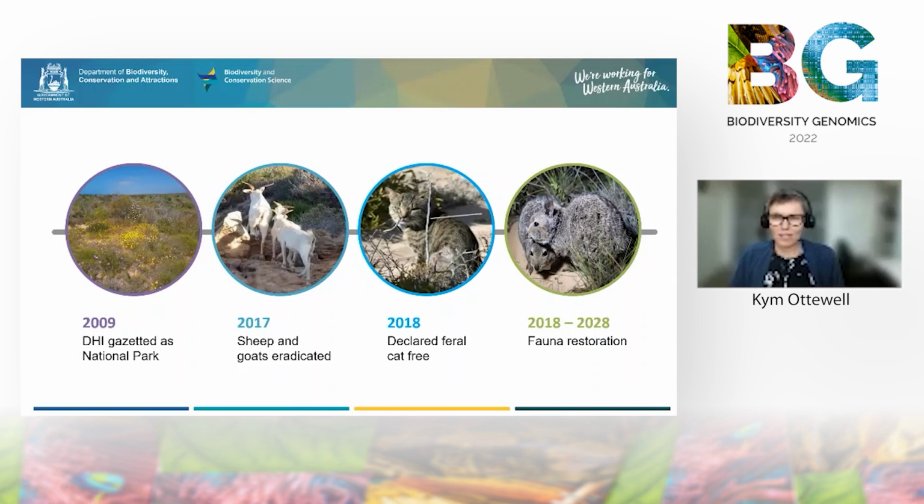So the ecological restoration component of the project began shortly after 2009 and involved removing sheep and goats from the island. The feral goats were eradicated, and then concurrently work was undertaken to remove feral cats from the island. Following 2 years of no sightings of cats, the island was declared cat-free in 2018. And so this began the fauna restoration component of the project, which involves reintroducing some of Australia's most threatened mammal species.